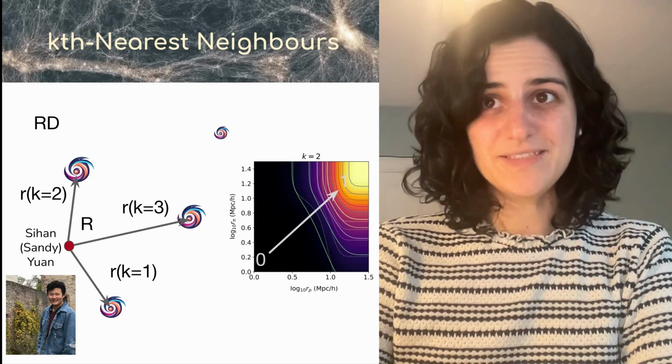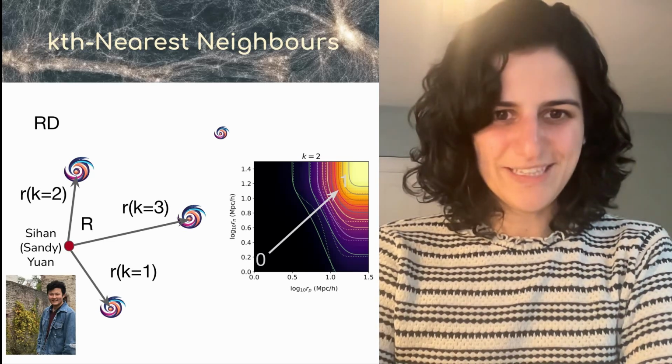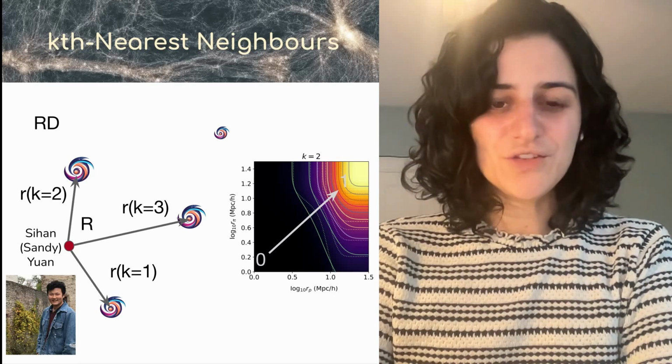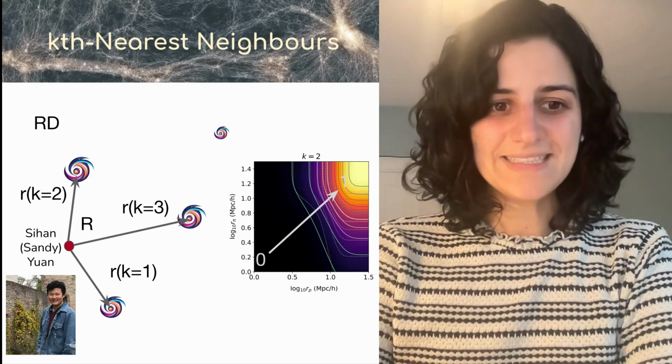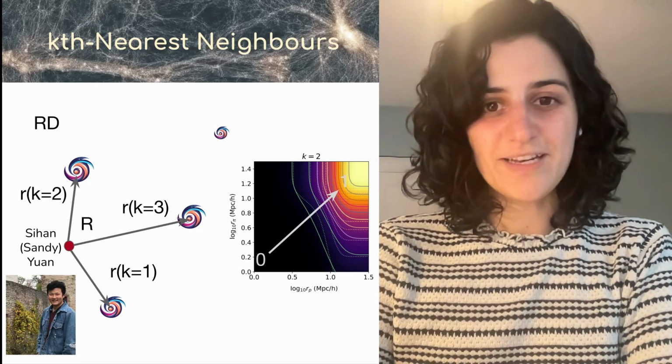The shapes of these 2D distributions, like the one you see on the right-hand side, can be used to constrain cosmology, and in particular, Sandy found that it's very constraining of sigma 8.